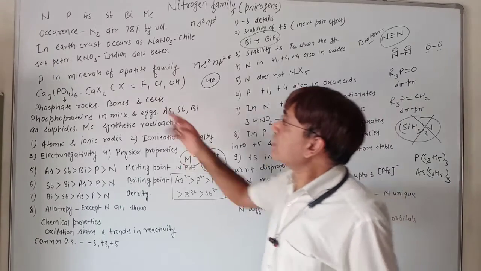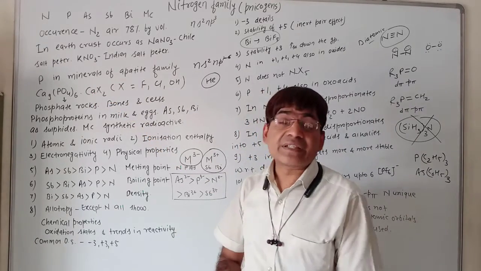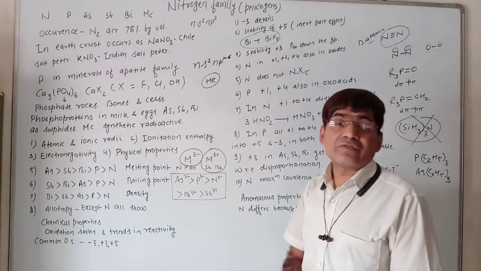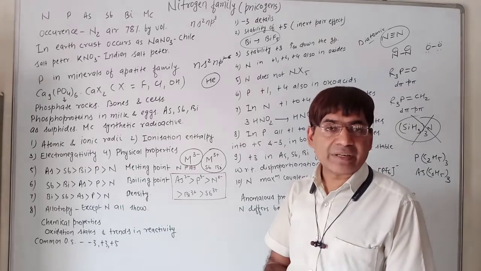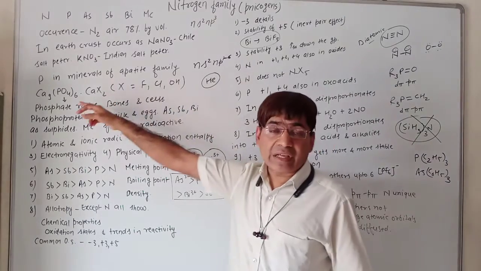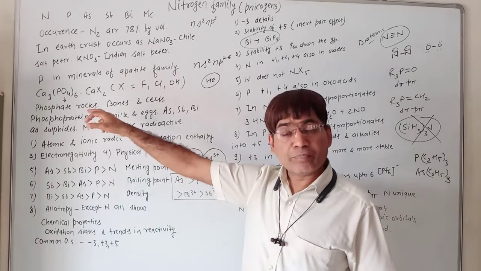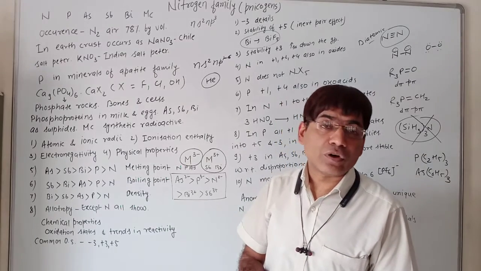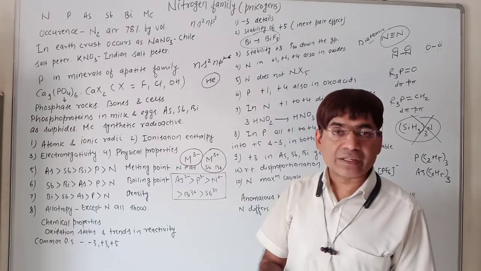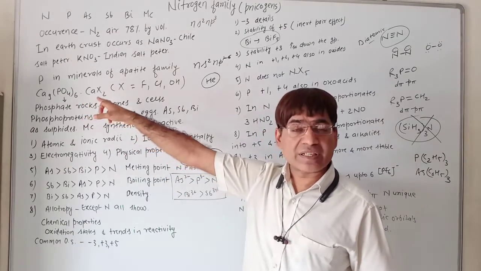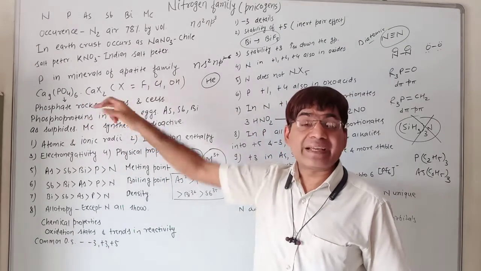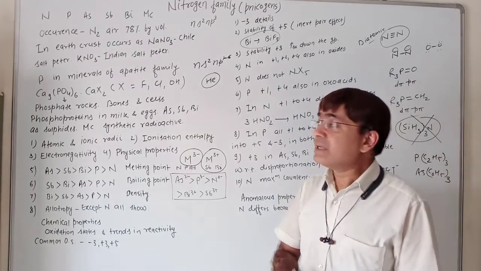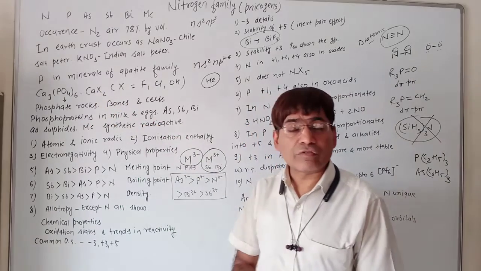Fine. Next, phosphorus. Phosphorus is found in minerals of the apatite family. Apatite family members have the general formula Ca9(PO4)6·CaX2. Fine. The general formula of minerals of the apatite family is Ca9(PO4)6·CaX2, where X may be fluorine, chlorine, or OH. Fine. If F is present here, this becomes fluorapatite.